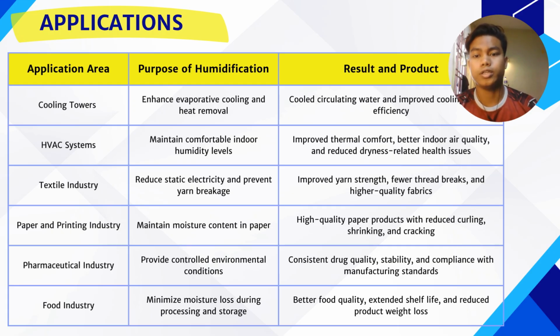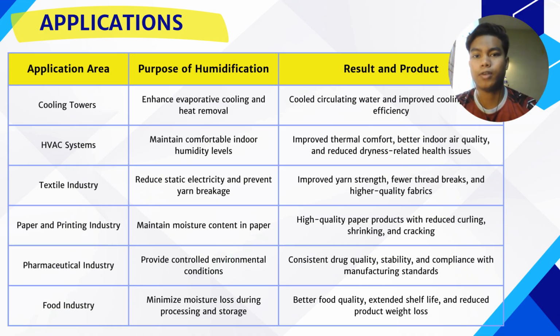In the textile industry, humidification reduces static electricity and prevents yarn breakage, which improves the fabric quality. Meanwhile, in the paper and printing industry, it helps maintain the moisture content of paper, reducing problems such as curling and cracking. Furthermore, in the pharmaceutical industry, humidification provides controlled environmental conditions to ensure drug quality and stability. Meanwhile, in the food industry, it minimizes moisture loss during processing and storage, leading to better food quality and extended shelf life.